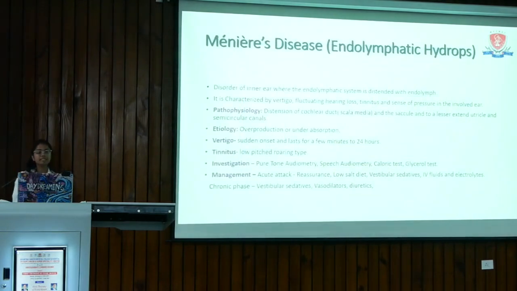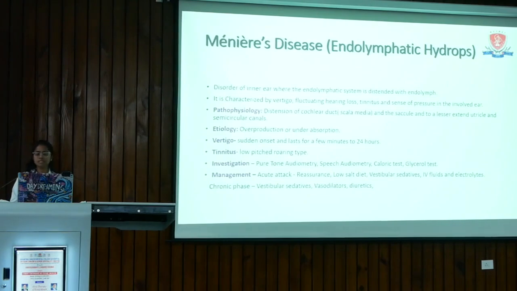Meniere's disease. It is a disorder of the inner ear where the endolymphatic system is distended with endolymph. It is characterized by vertigo, fluctuating hearing loss, tinnitus, and a sense of pressure in the involved ear. The pathophysiology behind it is the distension of the cochlear duct, scala media, and the saccule, and to a lesser extent the utricle and the semicircular canals. It is basically either due to overproduction or underabsorption of the endolymph.